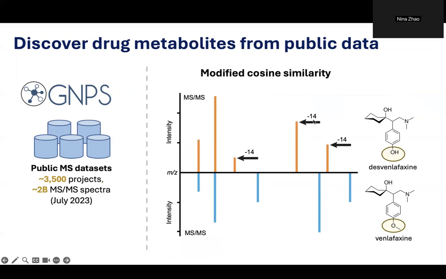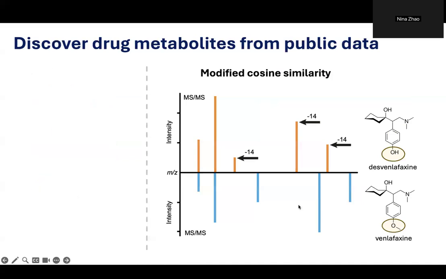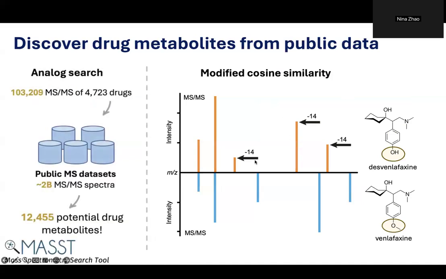Basically, I utilized the similar fragmentation pattern commonly observed between drug and drug metabolites, as demonstrated here for venlafaxine and its metabolite. Using this spectral similarity search approach, I looked through the entire public MS datasets for spectra that look similar to the spectra of the drug. After a lot of filtering and curation, we were able to capture more than 12,000 potential metabolite drug spectra, and I believe we covered metabolites for more than 1,200 drugs in our final resources.